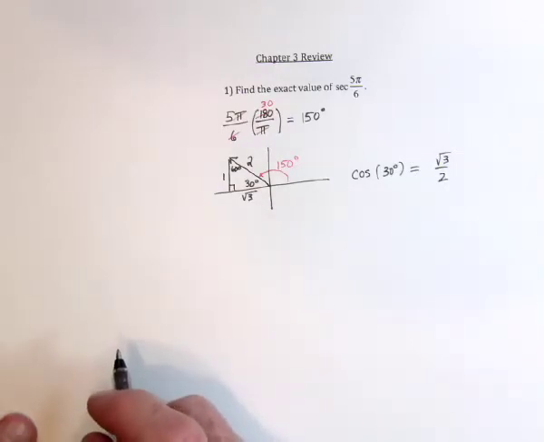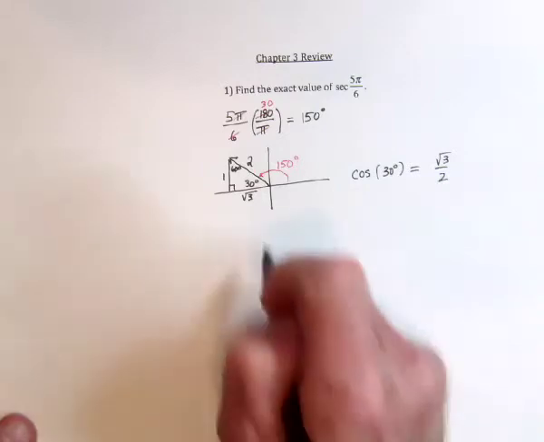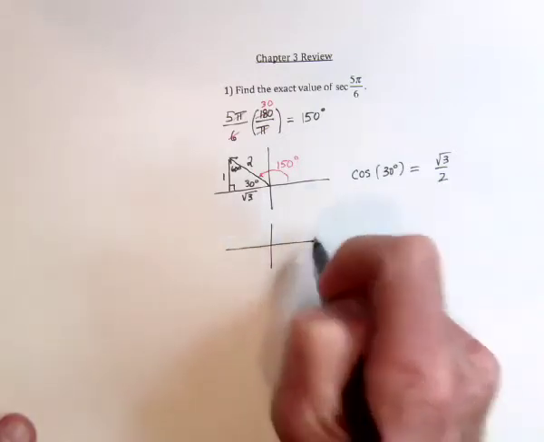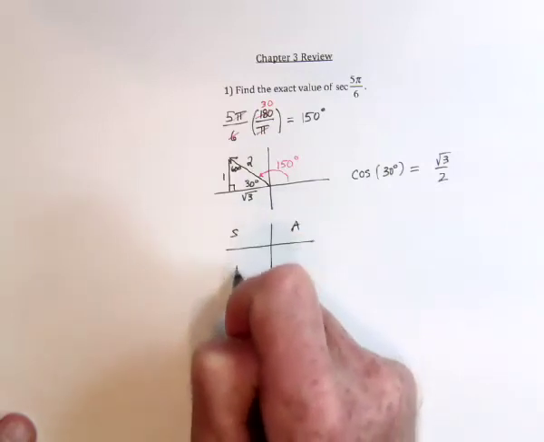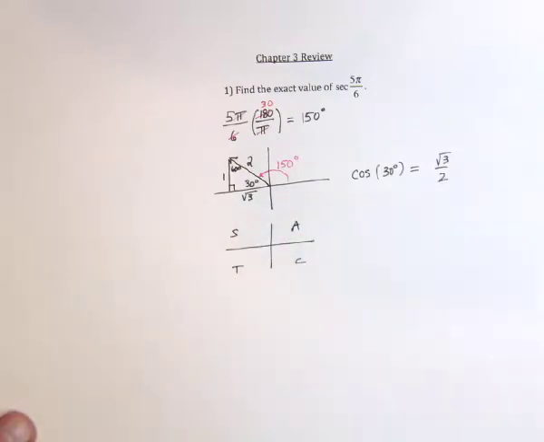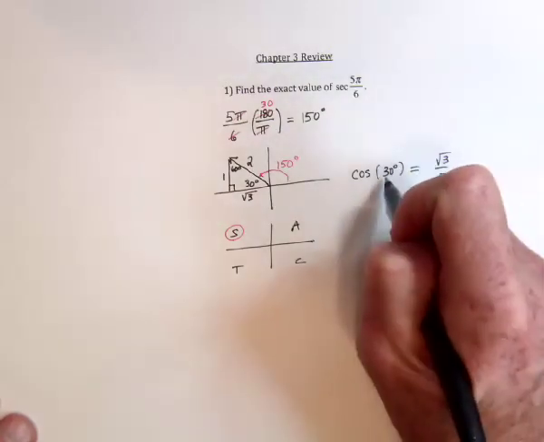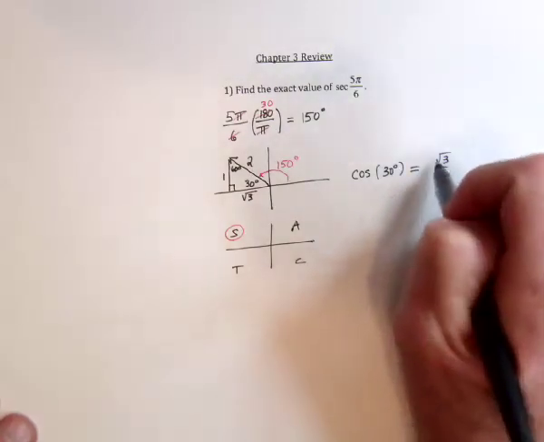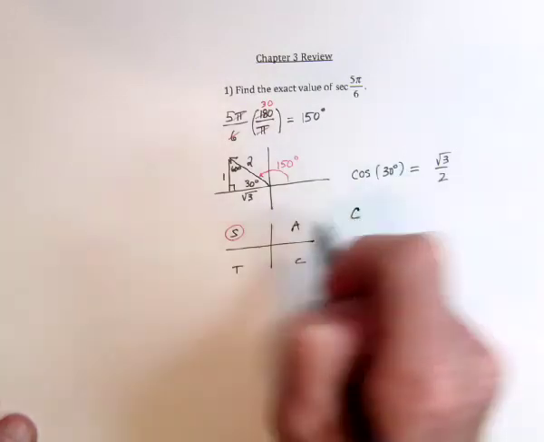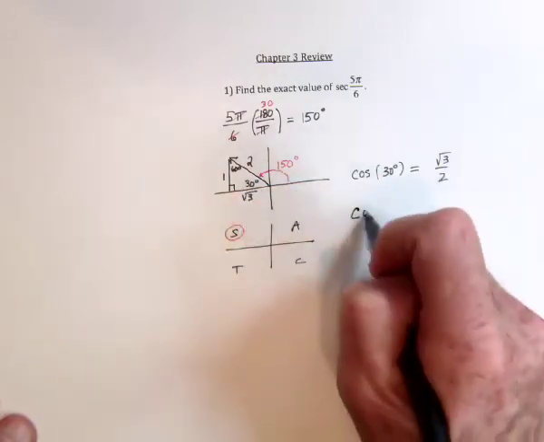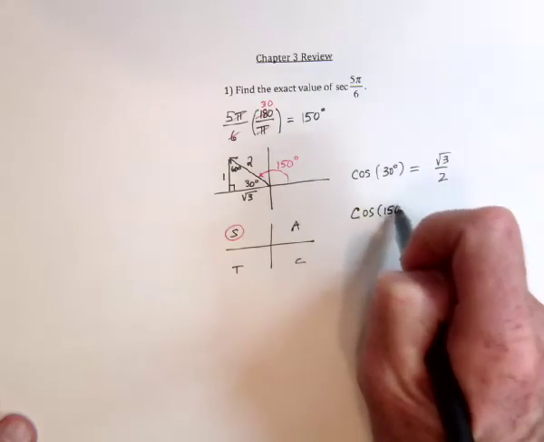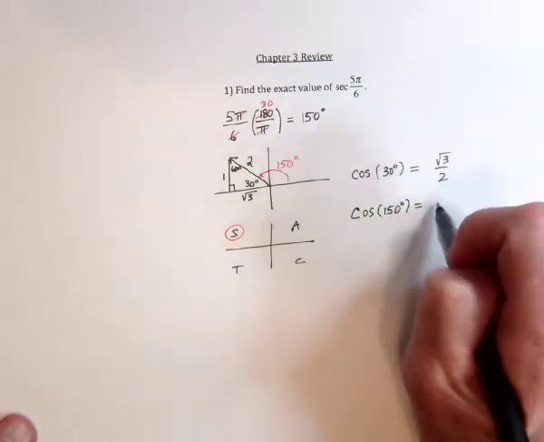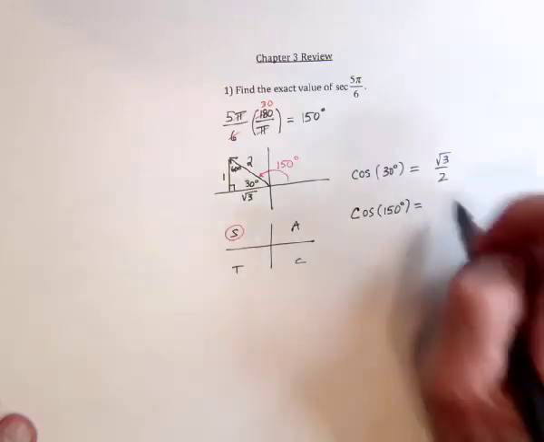And then I need to decide, is this supposed to be positive or negative in quadrant 2? So we've got A Smart Trig Class. In quadrant 2, sine is positive, but cosine would be negative. So this, with the 30 degrees, that's in quadrant 1 and actually is positive. But when we change to be in quadrant 2 and say cosine of the 150 degrees, then according to this, it's going to be negative.